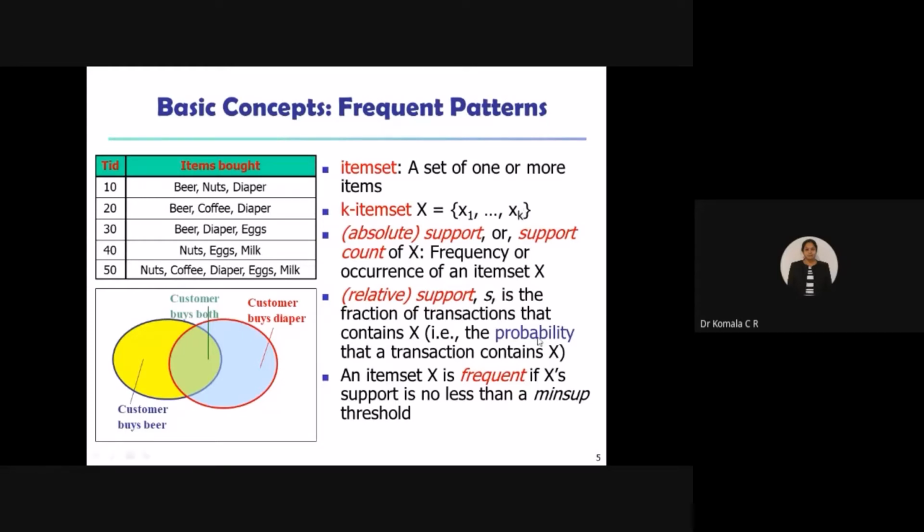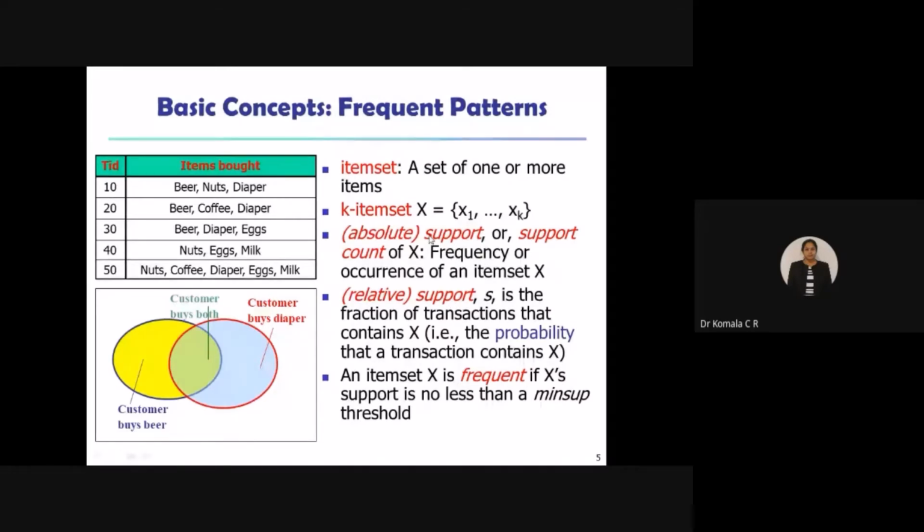Next, what else do we have? We also have to come across 2 more definitions here. We should know what is absolute support. Another name for absolute support is support count. I have also another definition, relative support. Let us see what is absolute support and what is relative support here.